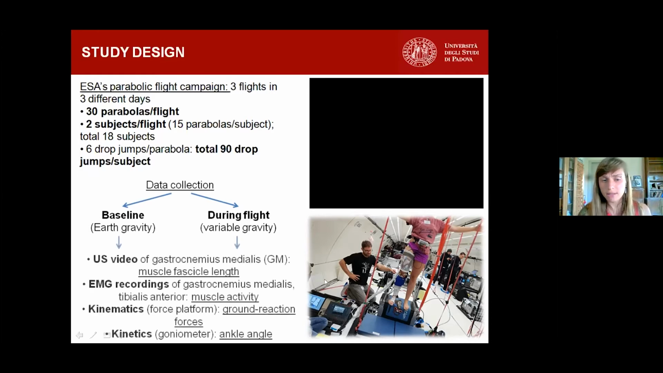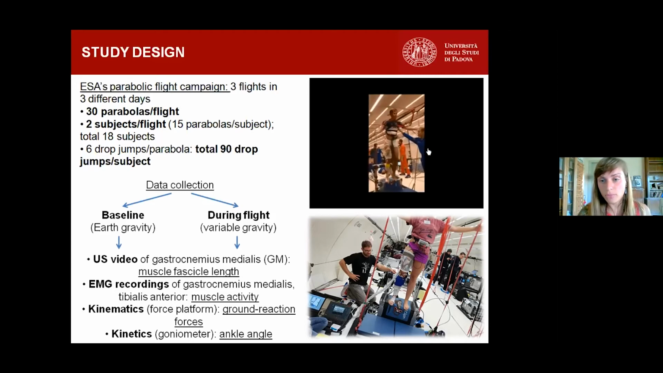And we recorded ultrasound videos of the gastrocnemius medialis. You can see here the probe was firmly fixed to the leg. And from this video, we calculated muscle fascicle length, and we also recorded through electromyography gastrocnemius medialis and tibialis anterior muscle activity. We also recorded ground reaction forces through a force platform and the kinematics through a goniometer placed on the ankle angle.